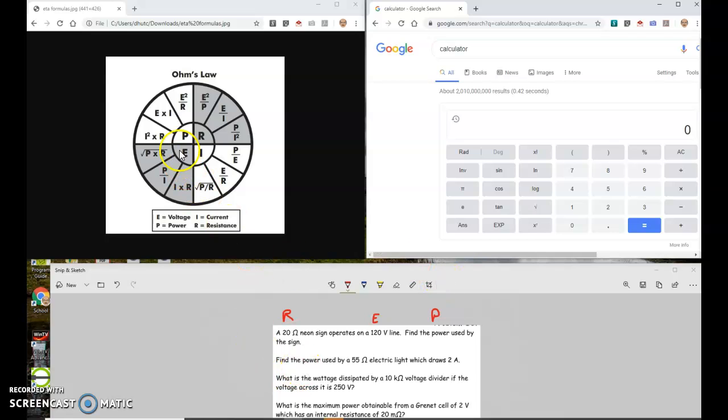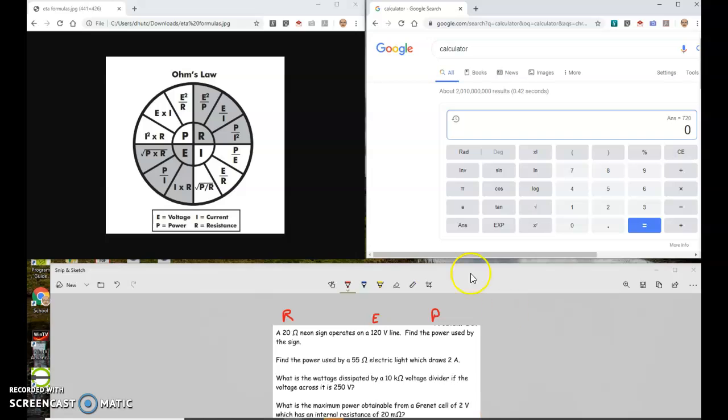Okay, so we determined the formula was E squared divided by R. We've got 120 volts, so we're going to do 120, and we'll use the XY key. The exponent is 2 to square it. 120 squared divided by 20 ohms. And we get 720. So your answer would be 720, and you would enter W for the unit because that is power, and power is measured in watts.